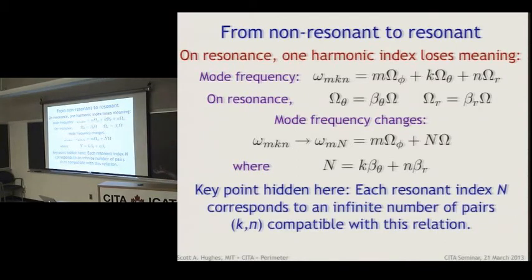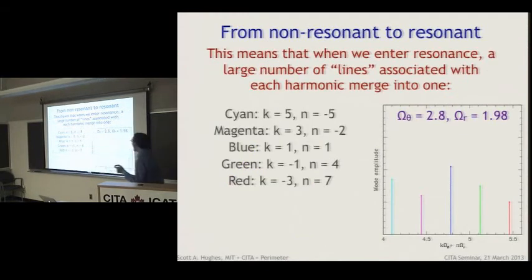What this is telling us is that when I'm on a resonance, I'm going to characterize my different modes by a bunch of harmonic indices. And every resonant index actually corresponds to an infinite set of pairs of modes that I would have calculated in the non-resonant case that are compatible with this relation. And I think this is kind of key to seeing why I get some of these phase-dependent effects, kicks, when I enter a resonance.